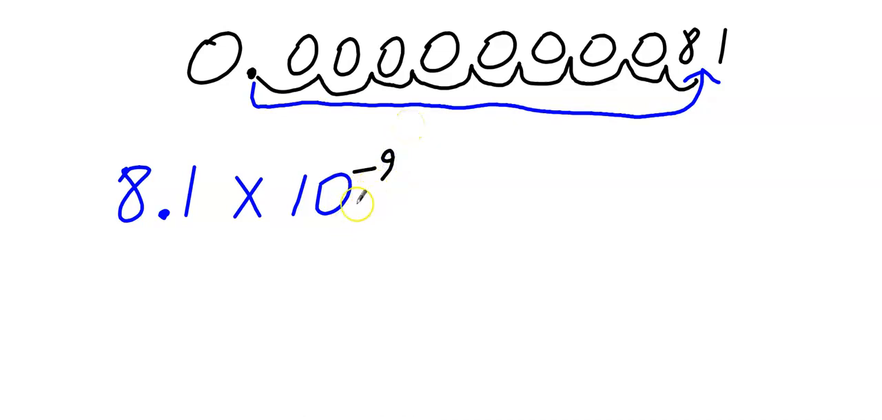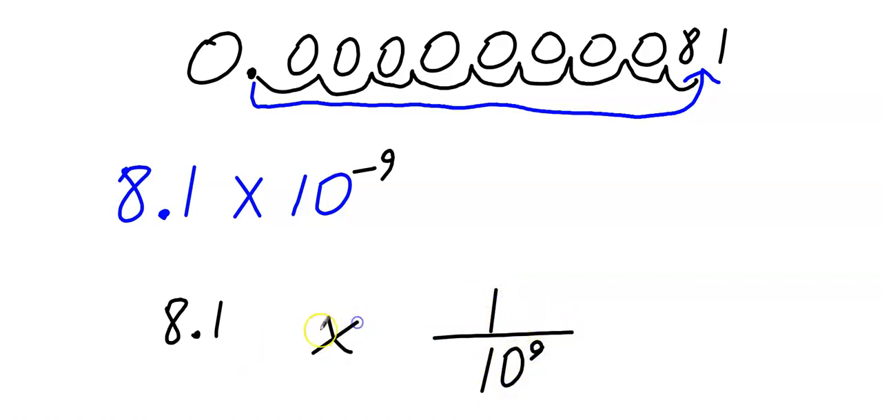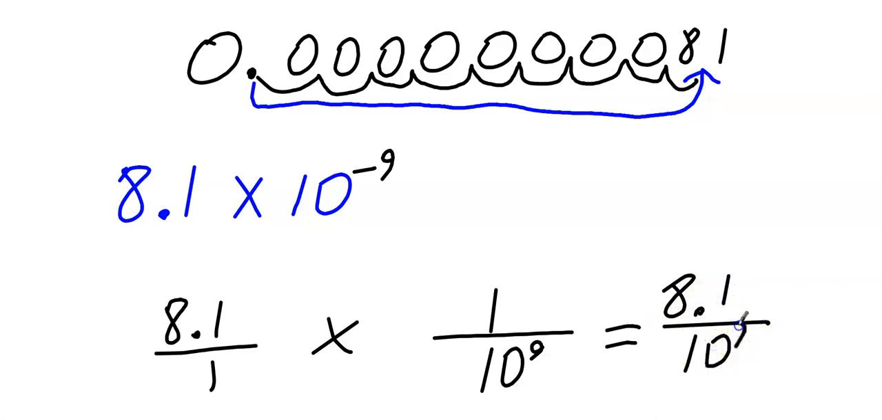Now, it's the same thing as having 8.1 multiplying by 10 to the negative 9th power, which is the same thing as having it times 1 over 10 to the 9th power. So when you multiply these values, you're going to get 8.1 divided by 10 to the 9th. When you divide this, you're going to get a very tiny decimal.